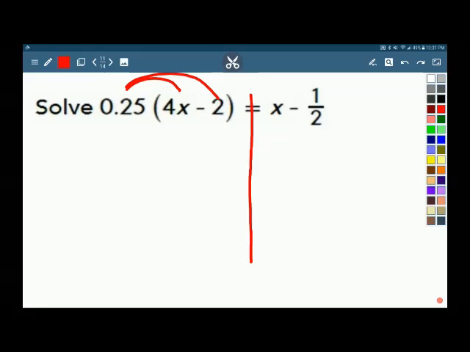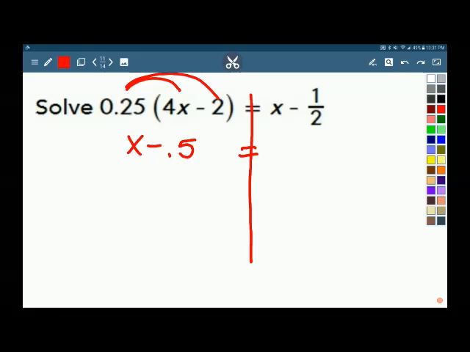0.25 times 4. 0.25 is actually 1/4, so a fourth of 4 is 1. So we just get x, 1x left over. And then a fourth of -2 is going to be -0.5. If you need to, type that in your calculator just to prove to yourself that 0.25 times -2 is -0.5, and that 0.25 times 4 is 1. Type it in your calculator if you don't believe me.